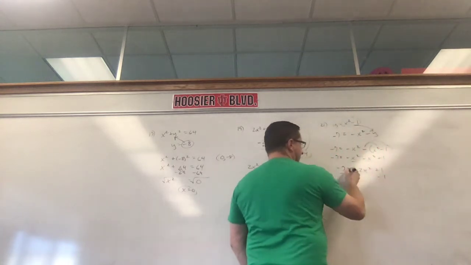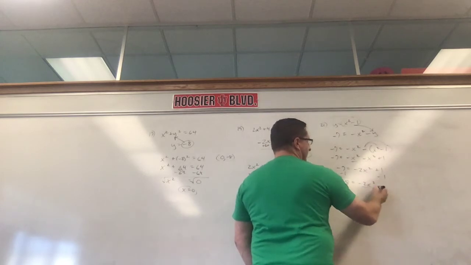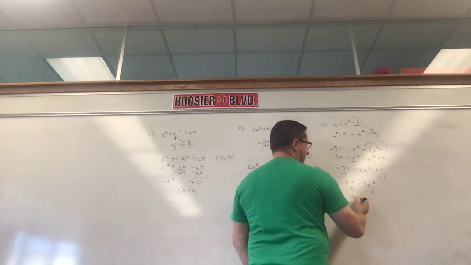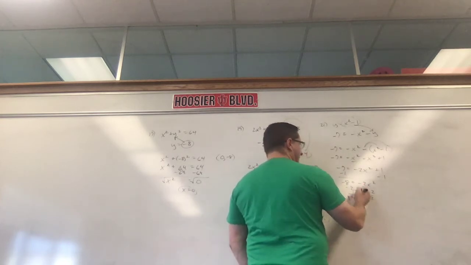So I'm going to minus 1. Negative 8 equals negative 2x squared. Divide negative 2, divide negative 2, we get positive 4 equals x squared. And then we square root. And be careful here, okay?